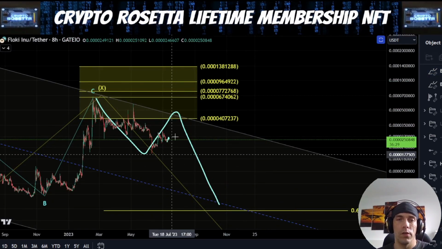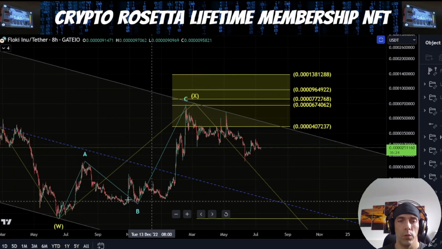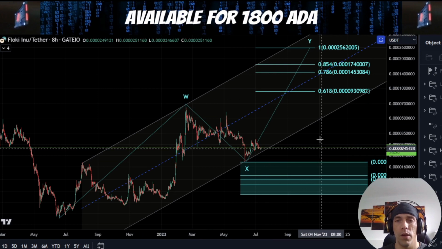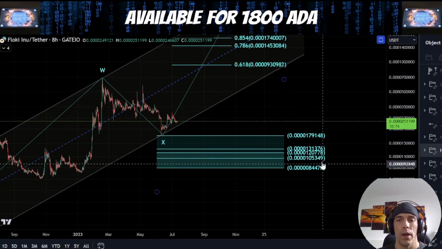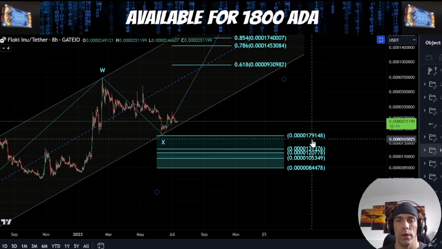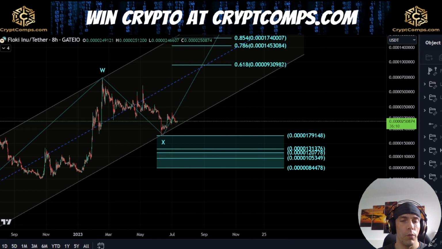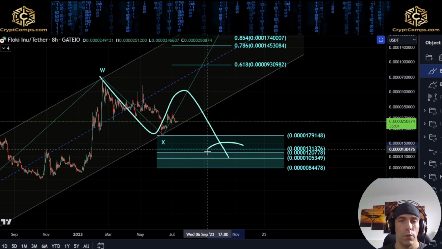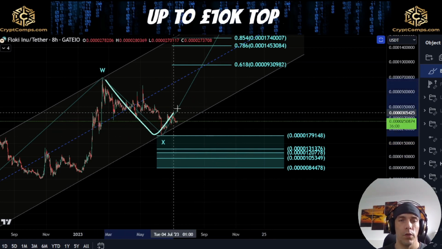If however we just see this move actually maintain above this level here, potentially we could see this play out as either an X wave, in which case our target area is here between this 84478 to this 179148, which we just pretty much came onto. So if we do see this bigger idea here of an additional drop, effectively we could look to push down deeper in this support zone.